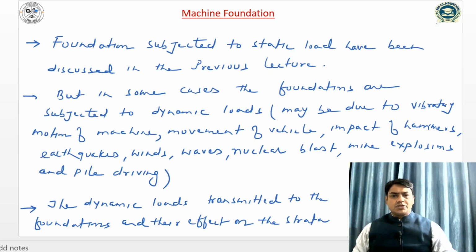So in foundation engineering we have already discussed the static load. In machine foundation I will mainly discuss the dynamic loads, and these dynamic loads may be due to the vibratory motion of the machine, movement of vehicle, earthquake, wind force, wave force, nuclear blast, mine explosion, or pile driving. So the dynamic loads are transmitted to the foundation, and their effects on the strata. So I will discuss various types of machine.